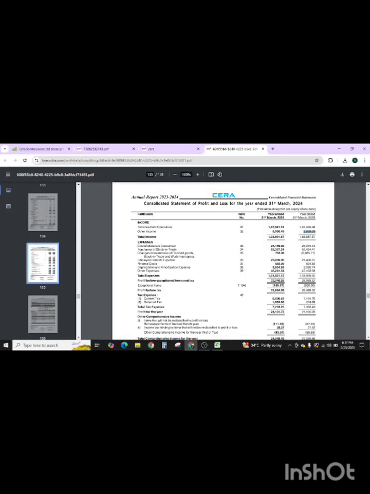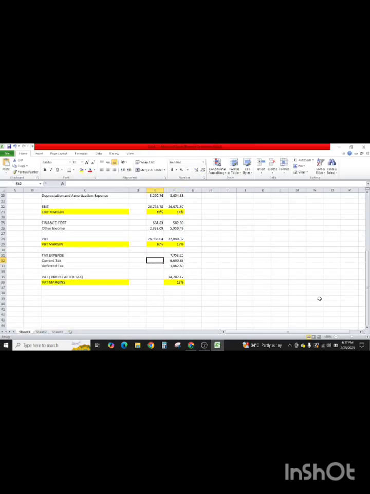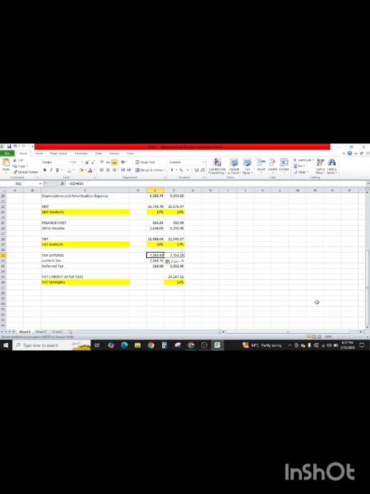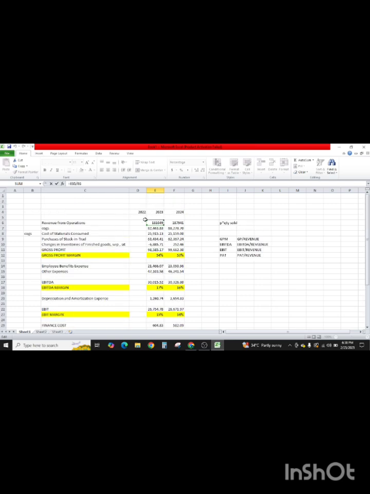Now tax expense, which will be current tax plus deferred tax. We will add both, and PAT will be PBT minus tax expense. PAT means profit after tax, PBT means profit before tax. Now PAT margin will be PAT divided by revenue, which is PAT E35 divided by E6, revenue from operation.